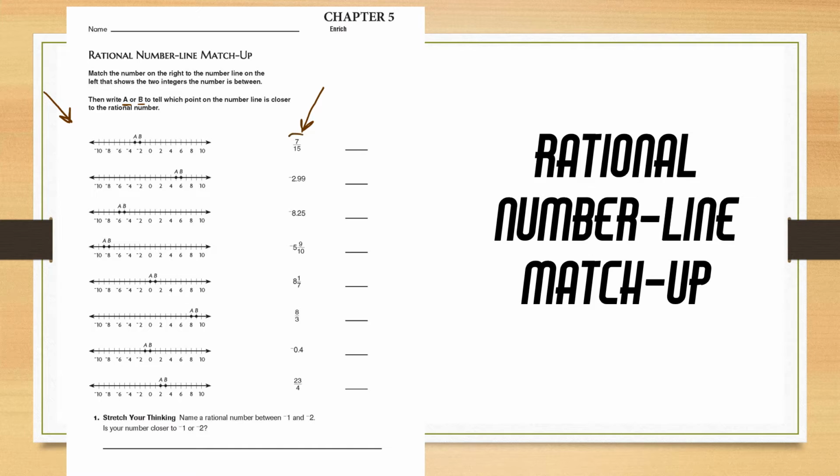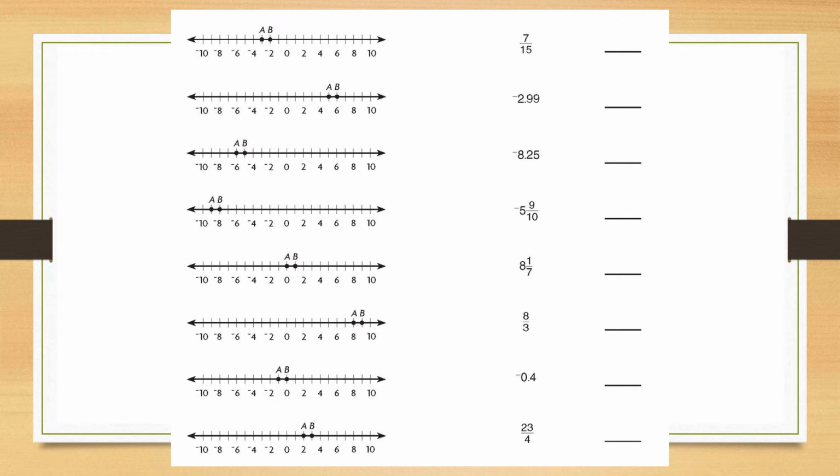One, we're going to match the actual number to one of these number lines, and then after we do, we have to decide if this number would be closer to A or B, depending on which number line you chose. Before we get started, I'm going to label each of our number lines so that they are easy to refer to. So I have A, B, C, D, E, F, G, and H.